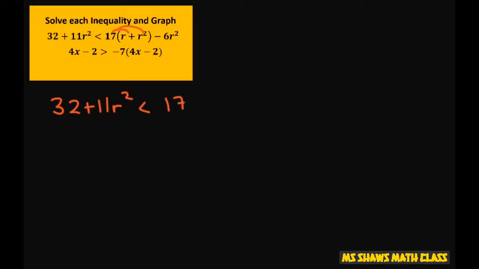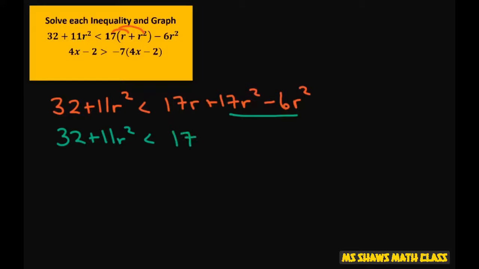That's going to be 17r plus 17r squared minus 16r squared, minus 6r squared, sorry. Now, let's copy this down again, the left-hand side, and this is going to be 11r squared. Now you subtract 11r squared from both sides, that cancels out. So basically what we have is 17r is greater than 32.